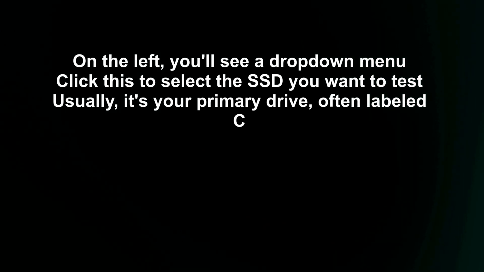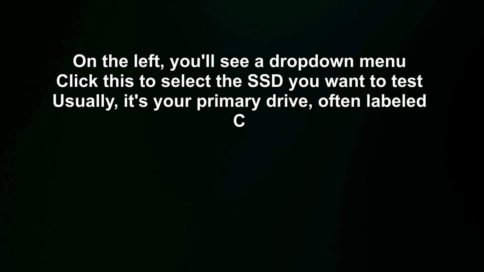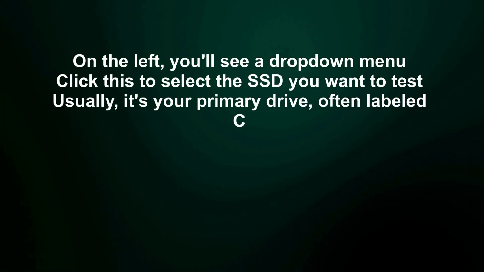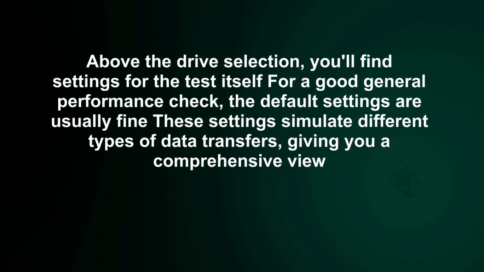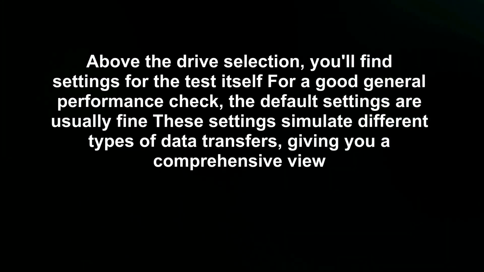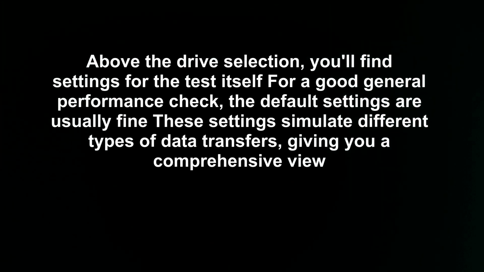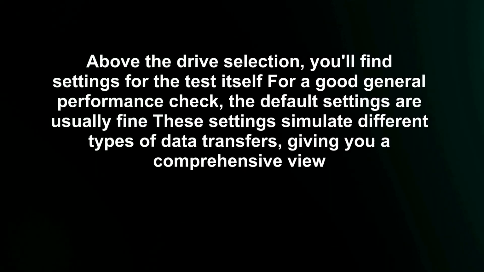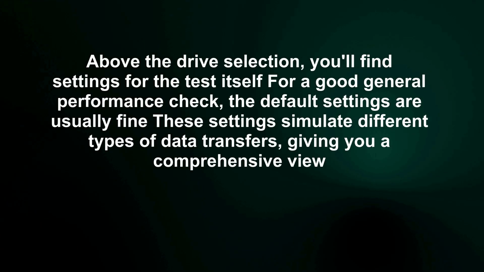On the left, you'll see a drop-down menu. Click this to select the SSD you want to test. Usually, it's your primary drive, often labeled C. Above the drive selection, you'll find settings for the test itself. For a good general performance check, the default settings are usually fine. These settings simulate different types of data transfers, giving you a comprehensive view.